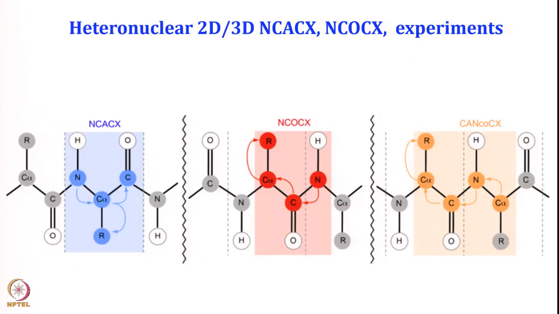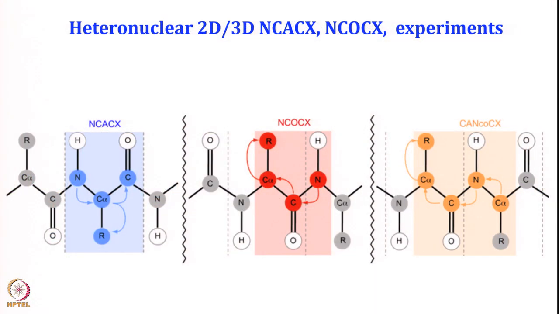Beautiful, but that is not enough, right? We just did 2D, and we need to establish further correlations to get a resonance specific assignment. So what can we do, can we fuse this? First we performed the carbon-carbon correlation, now we are performing the nitrogen-carbon correlation. Can we fuse these a little bit and get more magnetization transfer?